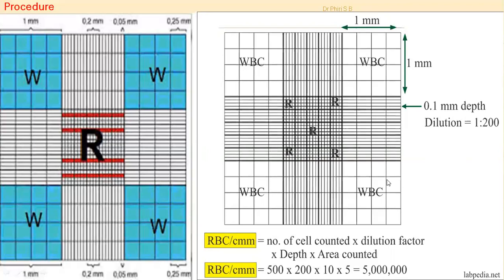So for this particular example, if you count, for instance, on average, 100 cells here, 100, 100, 100, 100, you're going to have 100 plus 100 plus 100 plus 100 plus 100, or 100 multiplied by 5, it will give you 500. 500 multiplied by 200 multiplied by 10 multiplied by 5 will give you 5,000 red blood cells per cubic millimeter of blood, or per microliter of blood. You have 5,000. This is the normal case.